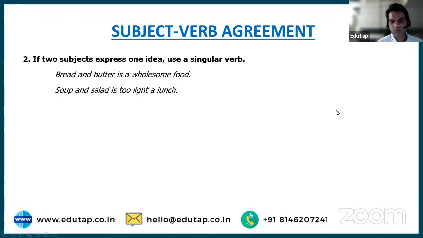Now, guys, this is what I wanted to show you. Please remember this now. This is very, very important. Very good, Balaji. Now, guys, this is the rule that you need to focus on. If two subjects express one idea, now there is a possibility that two subjects joined by and still present a singular idea. Now, if that's the scenario, we have to use a singular verb. For example, we just read rule number one, the two nouns joined by and take a plural verb, but bread and butter is a wholesome food or are a wholesome food. Bread and butter is a healthy breakfast or are a healthy breakfast.